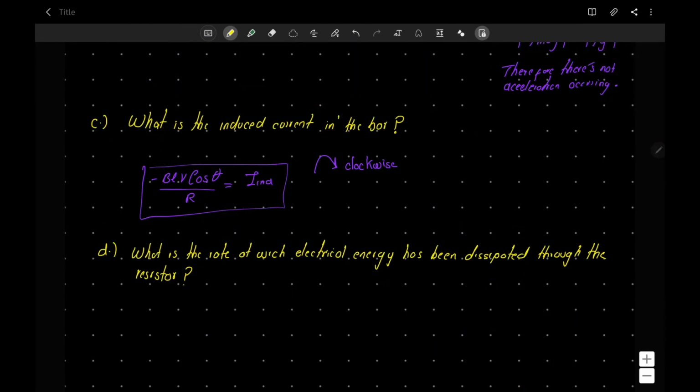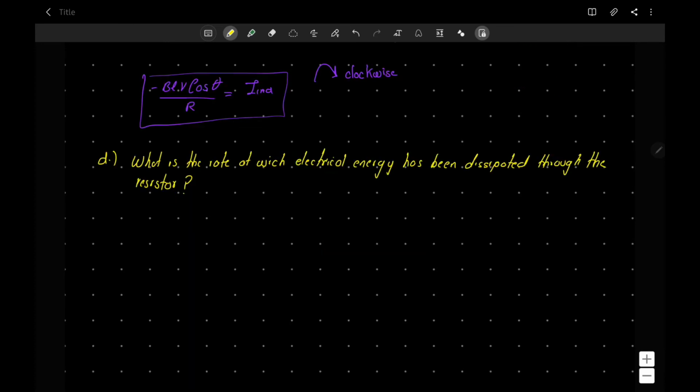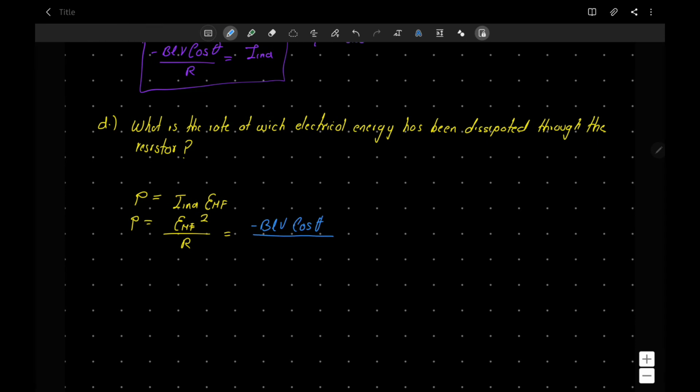Okay, in the D question, they are asking us to find the rate at which electrical energy has been dissipated throughout the resistor. From the electrical power, we know that power is equal to the induced current times the EMF. That equation represents the rate at which electrical energy has been dissipated throughout the resistor. The induced current is EMF over R, therefore it will be EMF squared over R. I already replaced the EMF that we found before, over R.